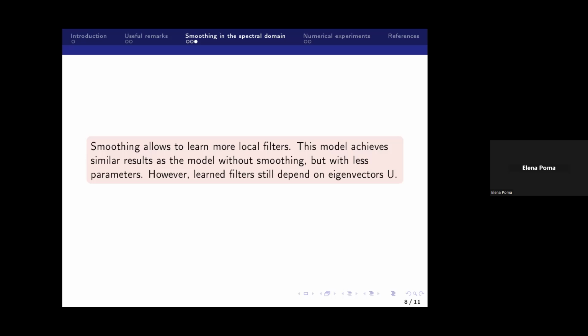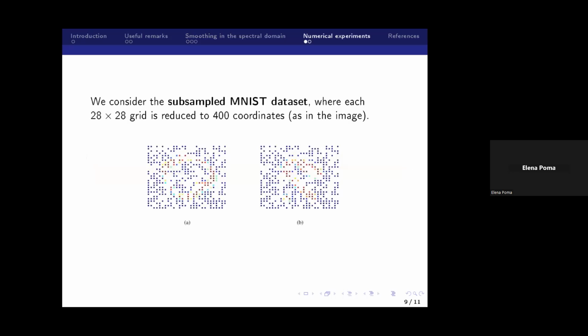To conclude this, I just wanted to show the numerical experiments that Bruna and the other authors did in the article. They considered the subsampled MNIST dataset, where each 28 times 28 grid is reduced to 400 coordinates. And we remark that in this dataset, we cannot use the classical CNN because there is no regularity as in the classical MNIST dataset.